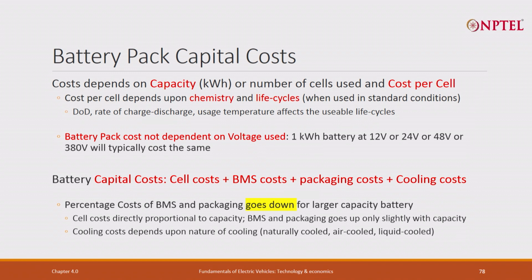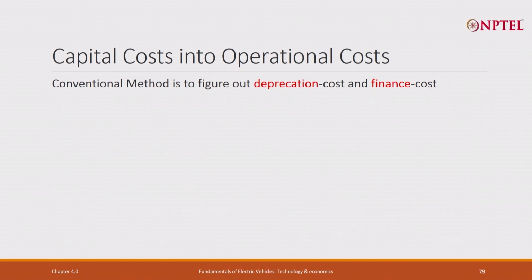Of course, one important thing is that the percentage of cost of BMS, packaging and all other things, cooling costs included, will go down if you have a larger capacity battery, because that is pretty much similar cost. If you have a small size battery, it gets heavily loaded. If it's a larger size battery, it gets loaded less. Cell costs depend directly on the capacity. So if you have higher capacity, that is the dominant cost that determines the cost of the battery. Of course, as I pointed out, cooling costs also need to be taken into account.